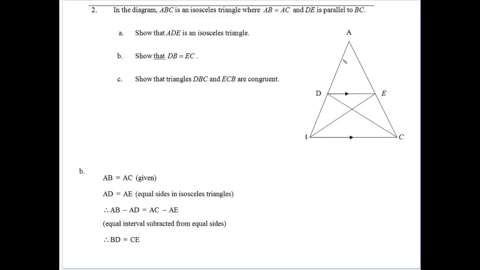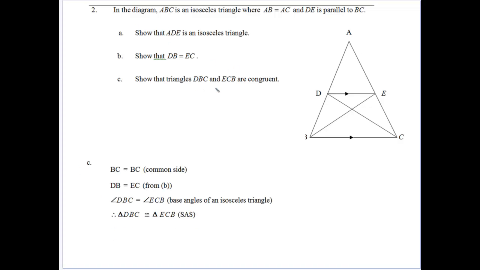Now show that DB equals EC. So we know that AB and AC are equal, and AD and AE must be equal. So if we take equal parts, or an equal interval, subtracted from equal sides, what's the remainder must be equal, and that's what all that is saying. So we've taken AD and AE, which are equal, away from AB and AC, which means that DB and EC must be equal as well.